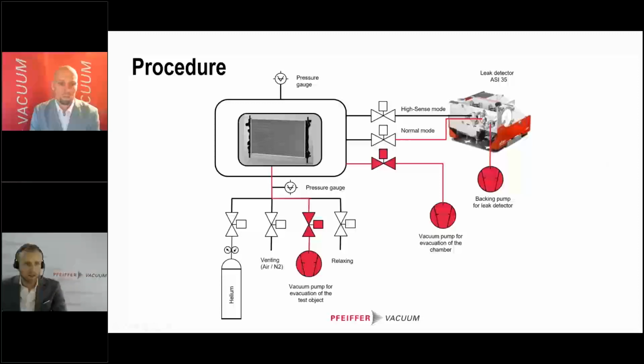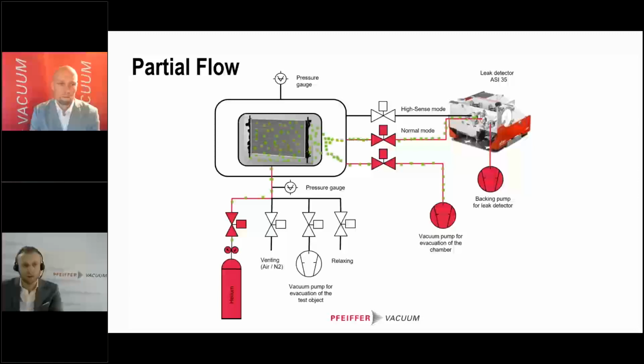After that, we evacuate the test object, or actually it's not after that, it can actually happen at the same time. And then the test object is pressurized with the helium. So you can see that helium is applied. And now we are already at the first example that we would like to show you, which is called the partial flow.